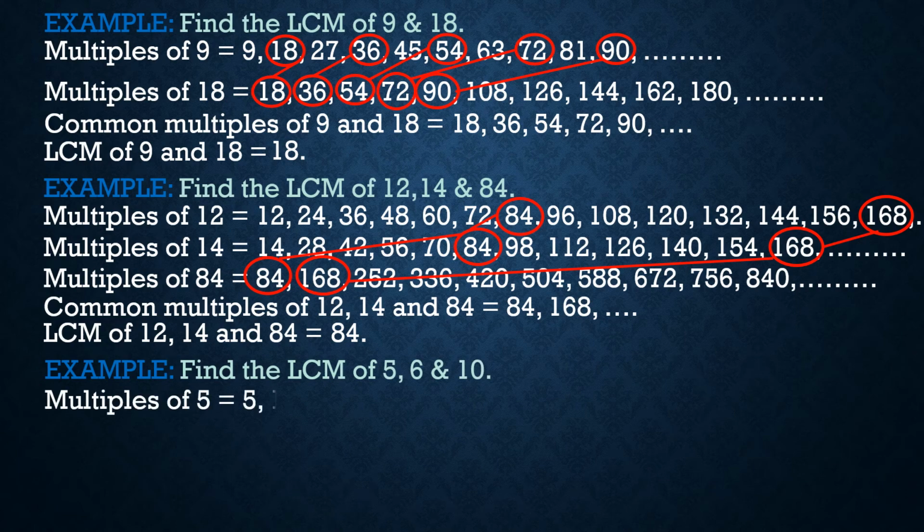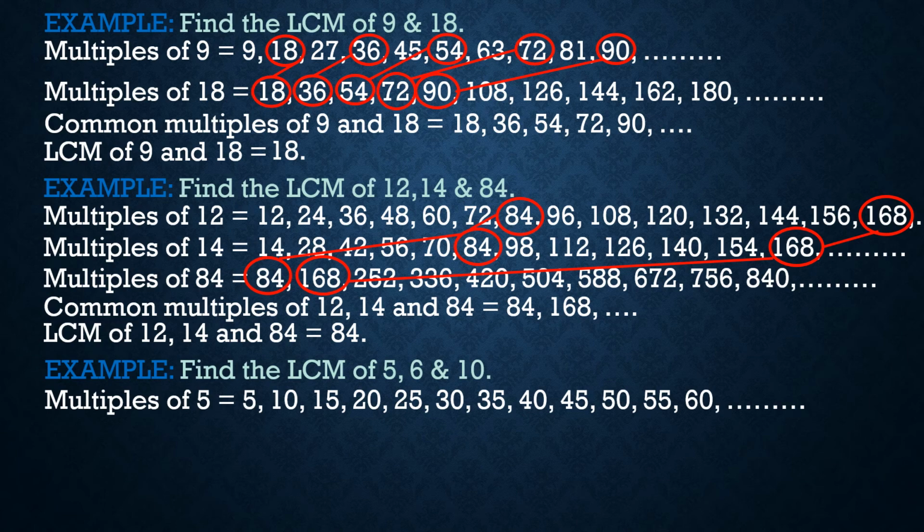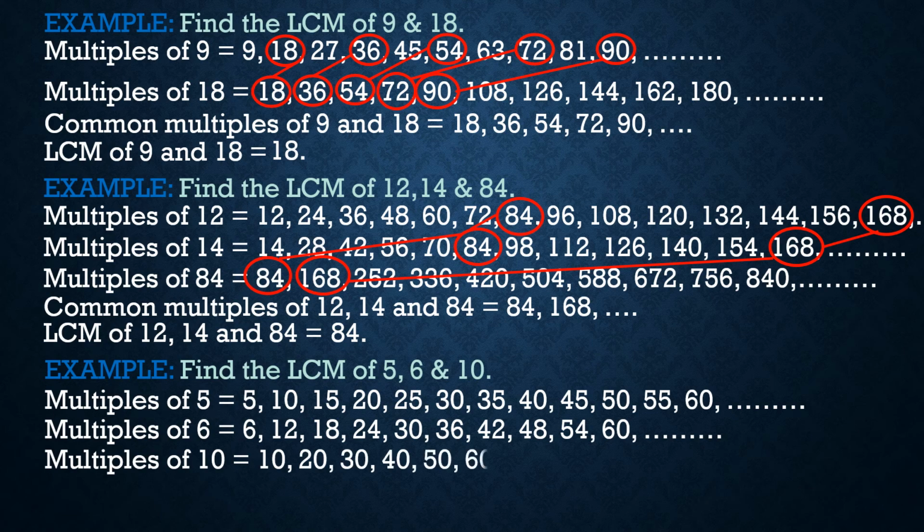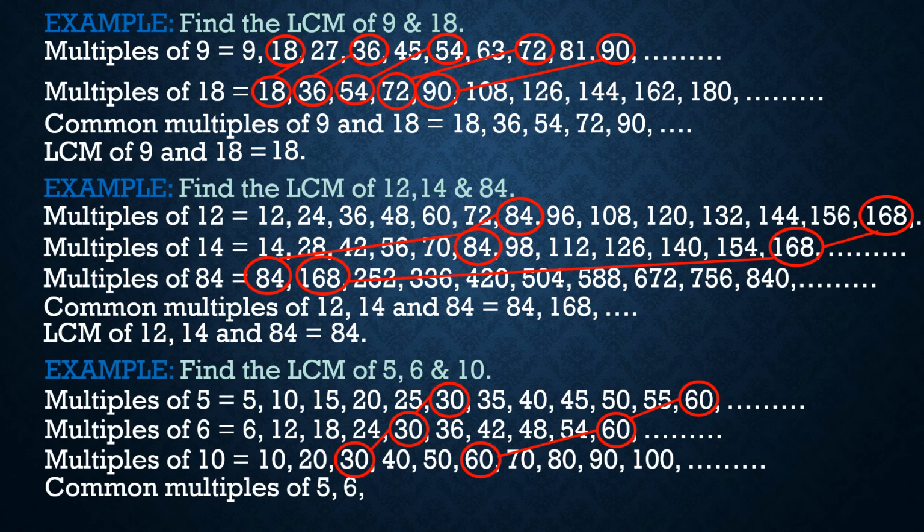So multiples of 5 are 5, 10, 15, 20, 25, 30, 35, 40, 45, 50, 55, 60 and so on. Multiples of 6 are 6, 12, 18, 24, 30, 36, 42, 48, 54, 60 and so on. Multiples of 10 are 10, 20, 30, 40, 50, 60, 70, 80, 90, 100 and so on. So the common multiples of 5, 6 and 10 are 30, 60 and so on. Thus, the LCM of 5, 6 and 10 is 30.